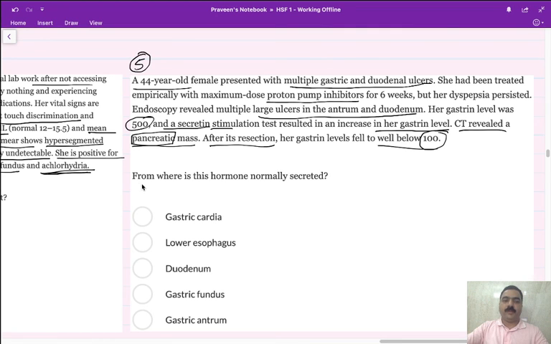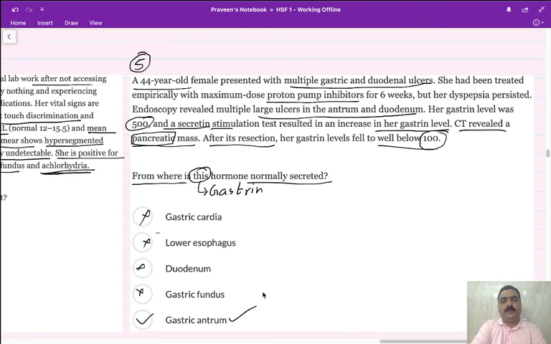Now the question: from where is the hormone normally secreted? Which hormone are they talking about? That is the gastrin, which is increased over here. So they are asking where the gastrin is normally secreted from, in a normal person. It is from the gastric antrum. Not from the fundus, not from the duodenum, not from the lower esophagus, not from the cardiac part of the stomach. It is secreted from the gastric antrum.